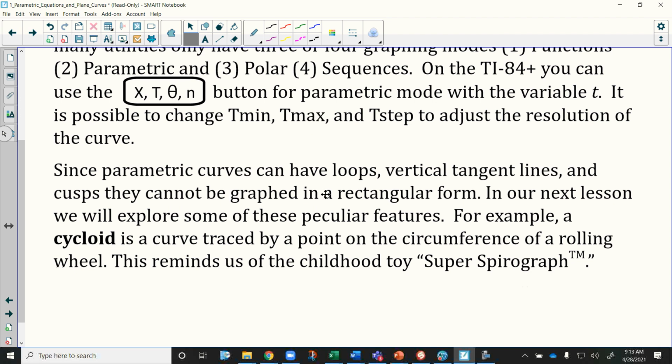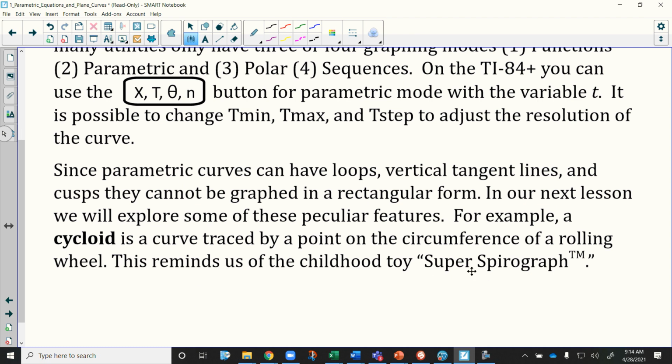I'm going to be using an Inspire calculator because it's the emulator that I have on my computer. And since parametric curves can have loops, vertical tangent lines, and cusps, they cannot be graphed in rectangular form. In our next lesson, we're going to explore some of these peculiar features. We're going to look at something called a cycloid. They always have weird names. I always really struggle with remembering the names that they have.